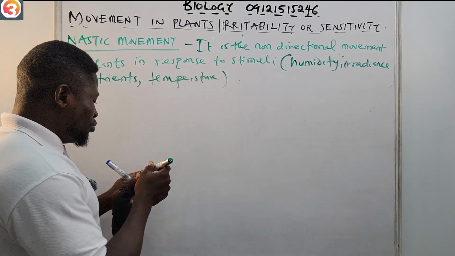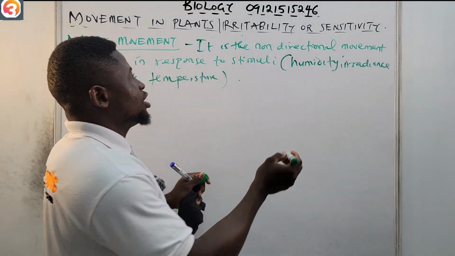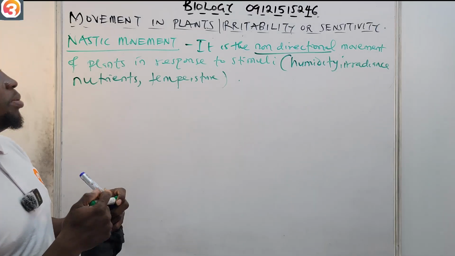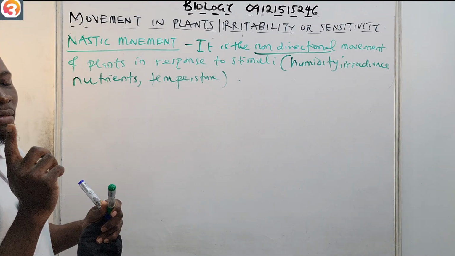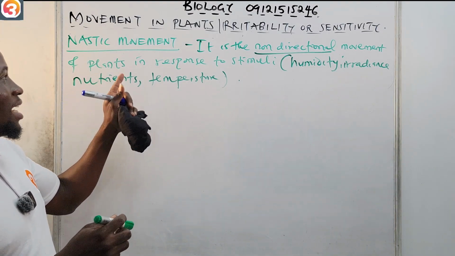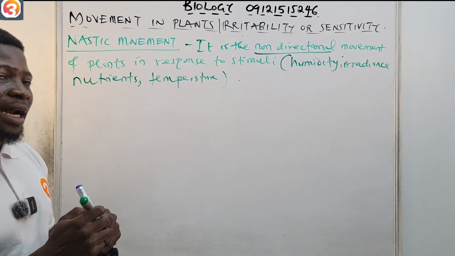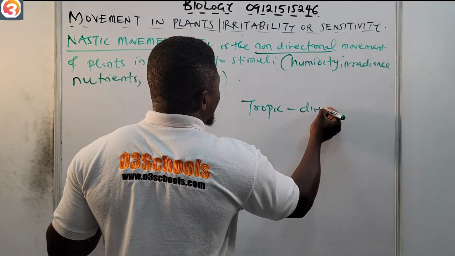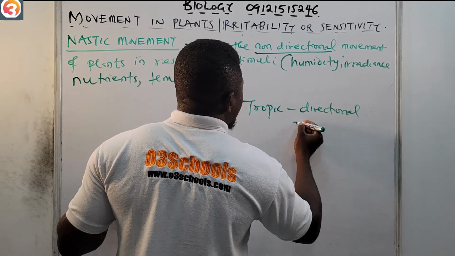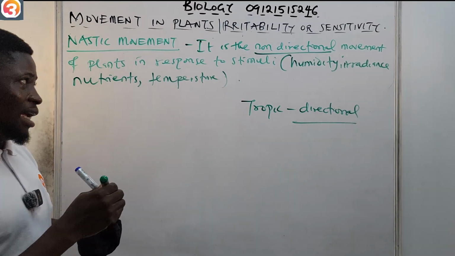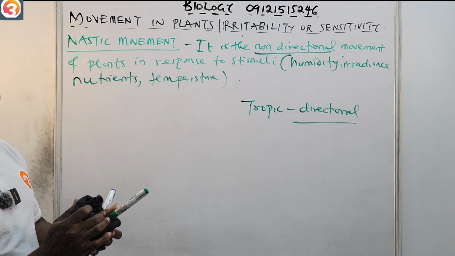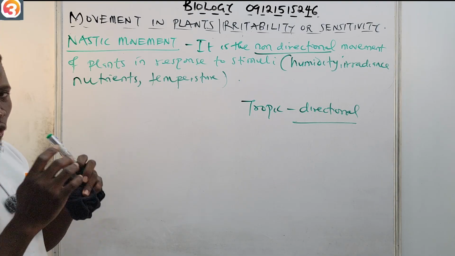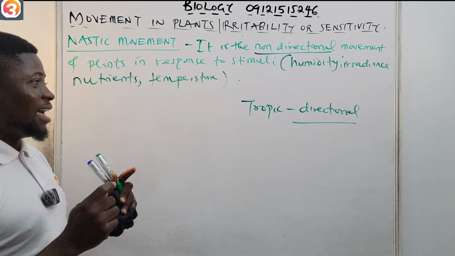So we call nastic movement the non-directional movement of plants in response to stimuli. Please take note, nastic movement is non-directional. Tropism, tropic movement, is directional. Please take note. Tropic movement is directional. Nastic movement is non-directional. You must take note of that. It's very, very important. These are exam questions.